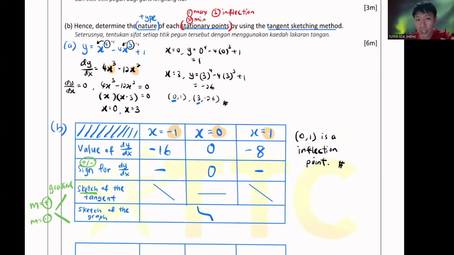So you can understand that max and min are smiley face and sad face, but inflection looks like a slide. Of course, the BM term is called titik lengkung balas. I put it inside the chat, you can see. BM here is titik lengkung balas.